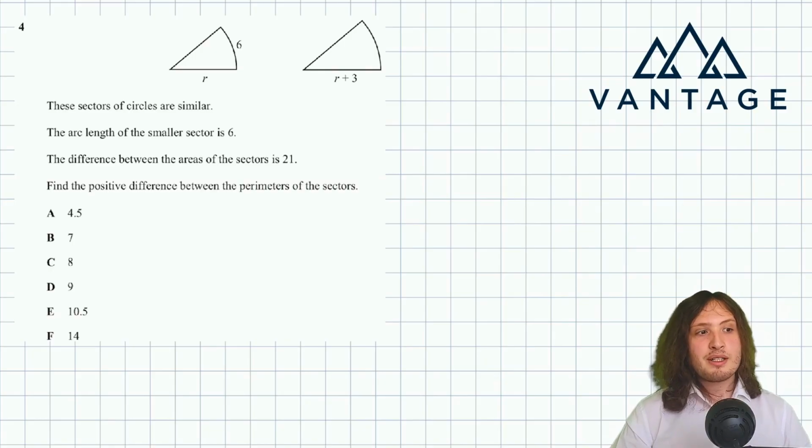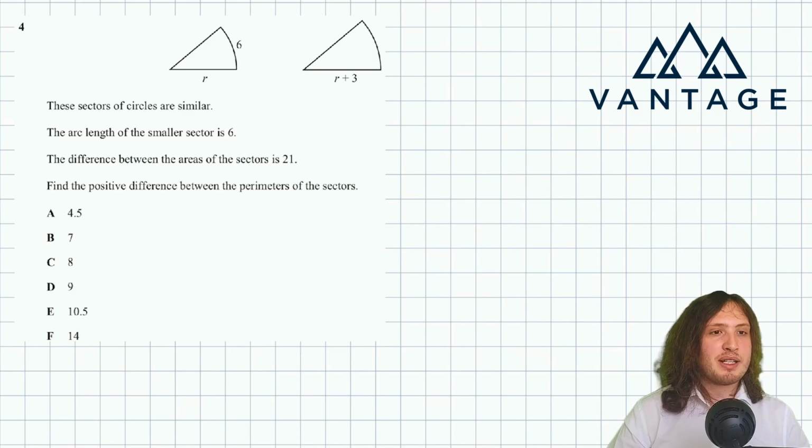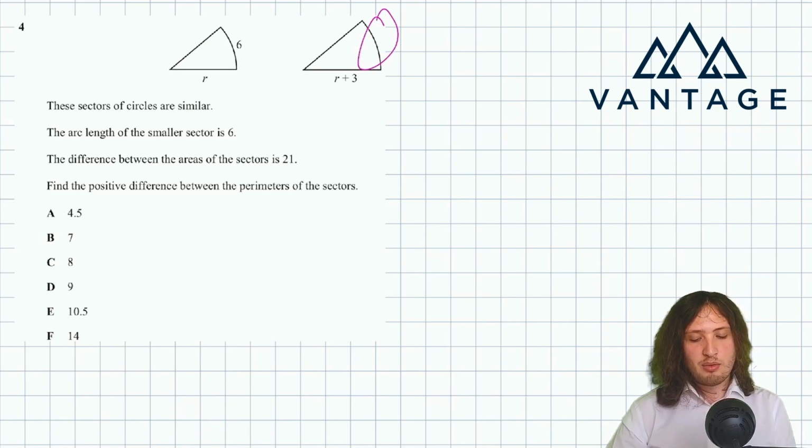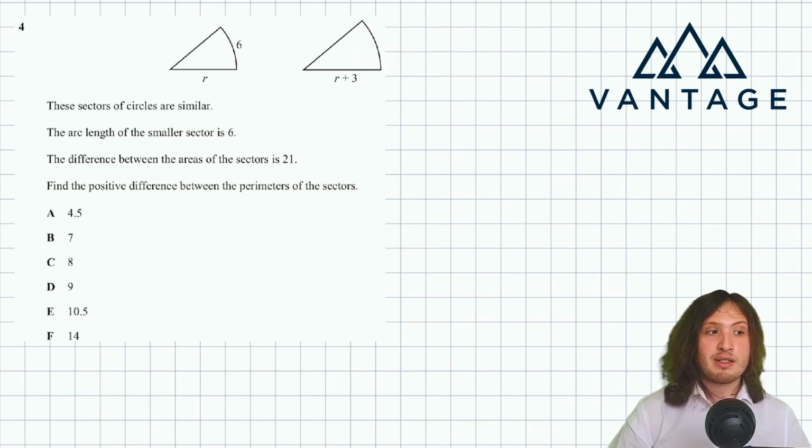In this question, we're given two sectors. We're told that they're similar. So they are enlargements of each other, but otherwise they're the same shape. We're told the arc length of the smaller sector is 6, and we're told the difference between the areas of the sectors is 21. We're not told, for example, the arc length of this one. We're not told the angles they subtend. And we need to find the positive difference between the perimeters, so the longer perimeter minus the shorter perimeter.